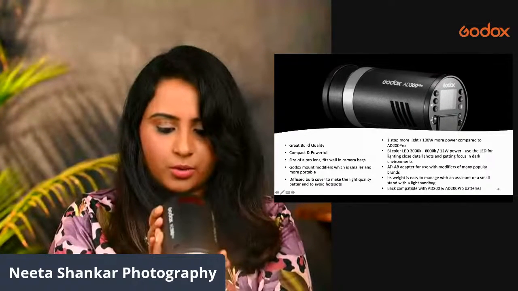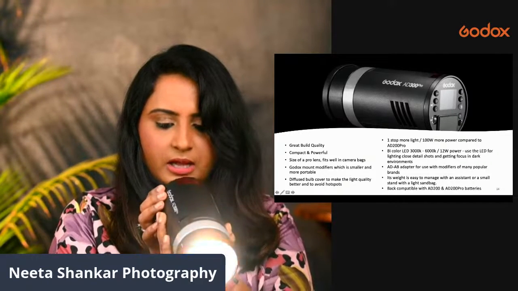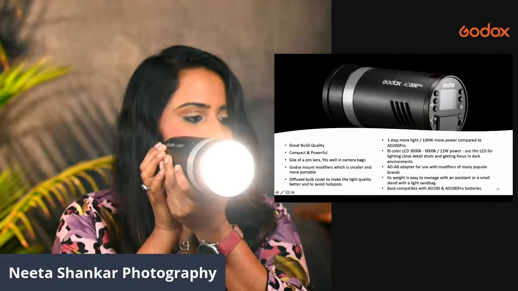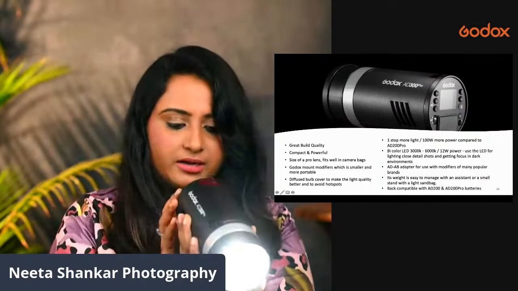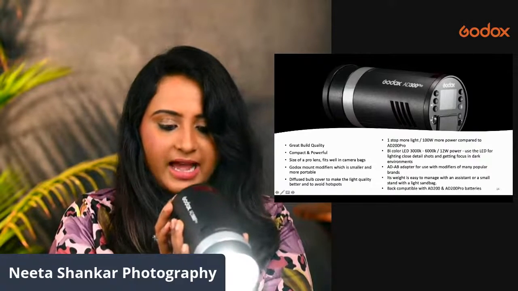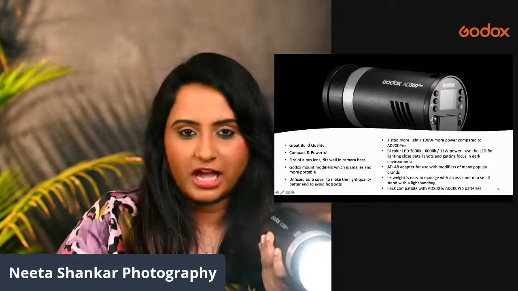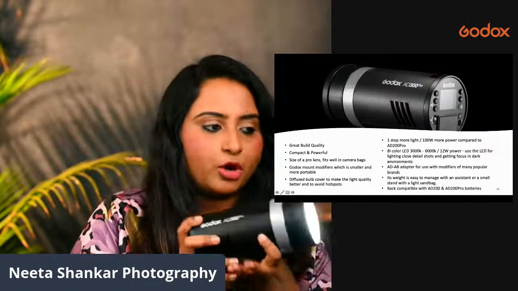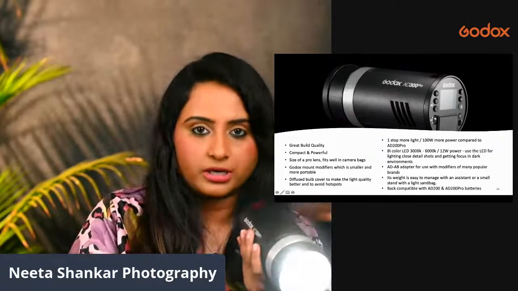If I press and hold the modeling lamp, I can change the color. You can see I'm going from warm to cool. So it has a bicolored modeling lamp. This is really handy. For example, if you don't have an LED light along with your flash, you can always use the modeling lamp of your AD300 for quick shots.